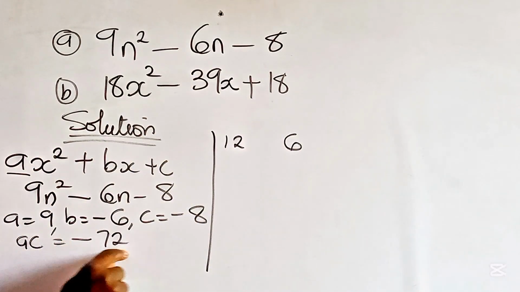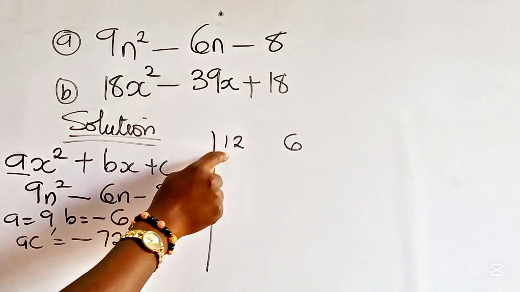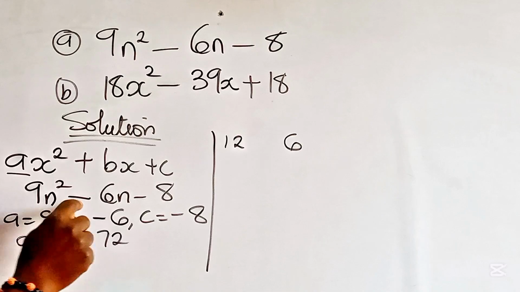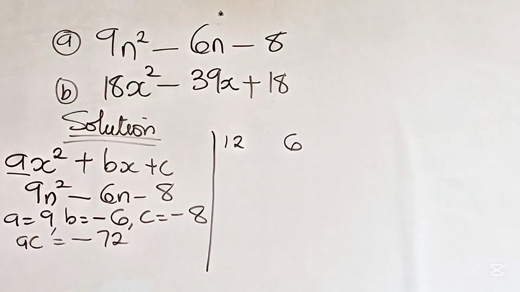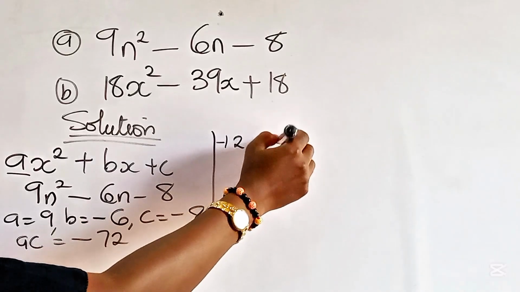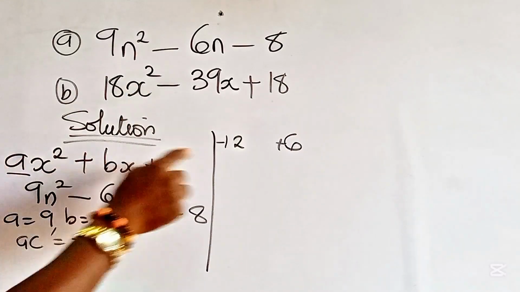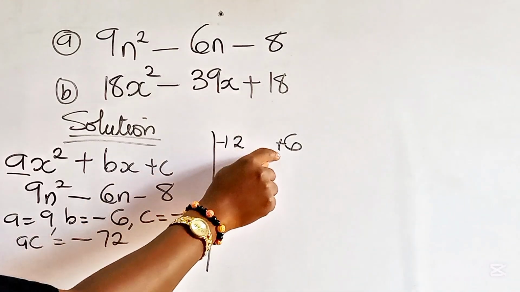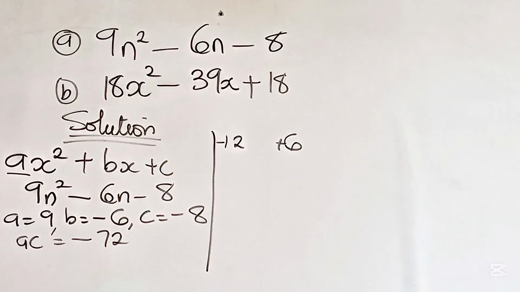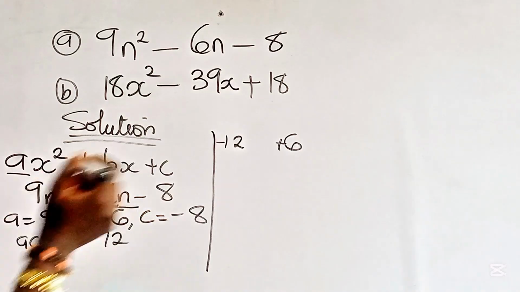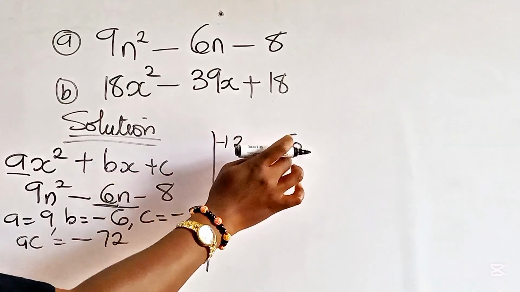Remember that AC is minus 72. So if we multiply 12 by 6, we are going to have 72. But because this middle term is minus 6, we are going to attach the negative sign to the bigger number and the positive sign to the smaller number. So minus 12 times 6 will give us minus 72. Minus 12 plus 6 will give us minus 6. So now the next thing is to split this middle term here to become minus 12n plus 6n.